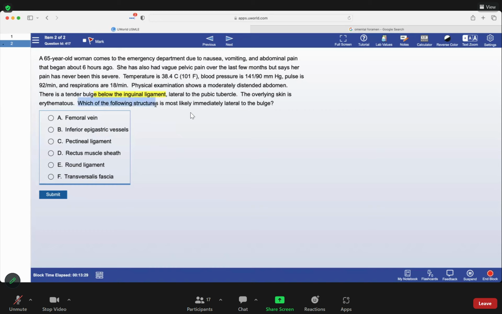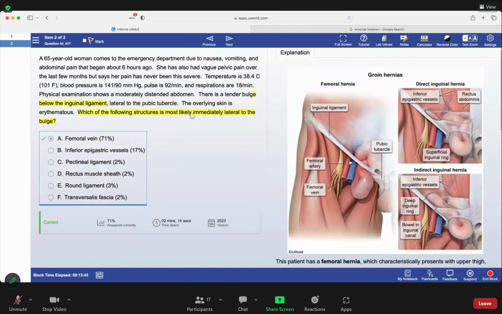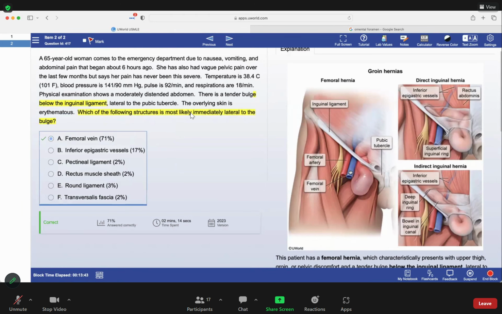Which of the following structures is most likely immediately lateral to the bulge? They're asking what is laterally next to the mass. It should be the femoral vein, folks. Okay, straight. That's the structure most laterally. Look at this picture. If this is the mass, that's lateral.